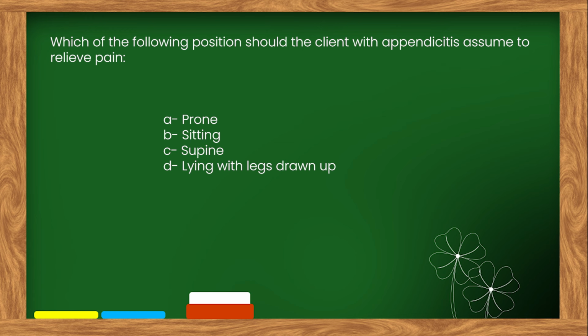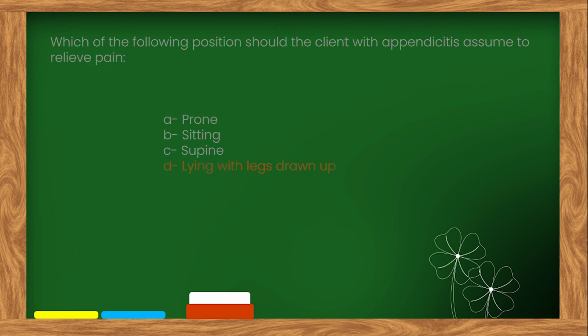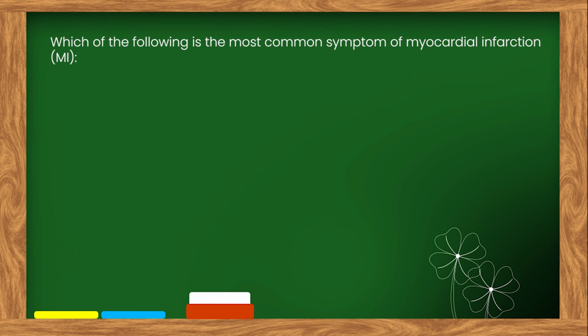The right answer is option D. Lying with legs drawn up. Here is our next question. Which of the following is the most common symptom of myocardial infarction (MI)?